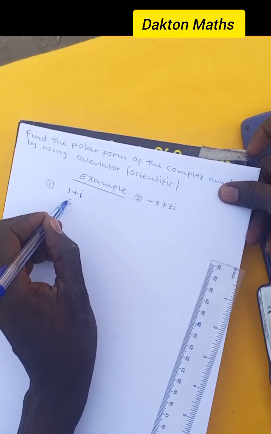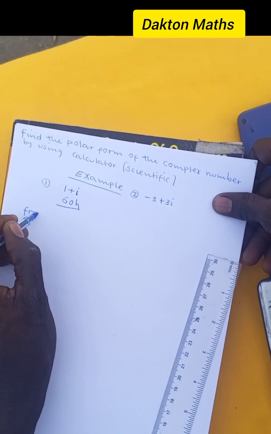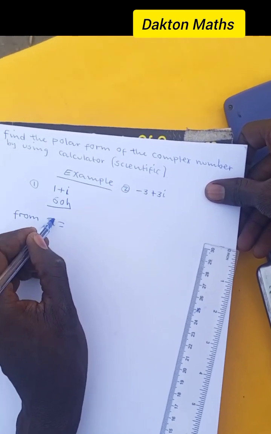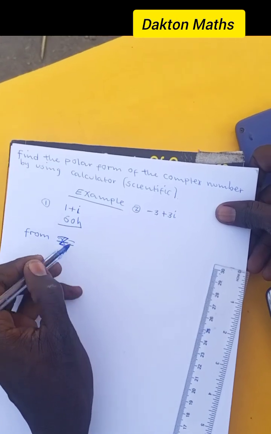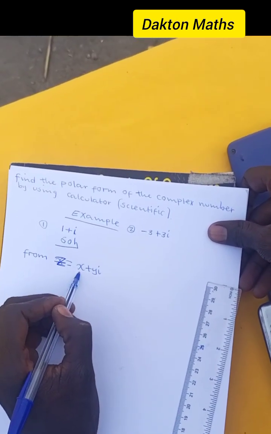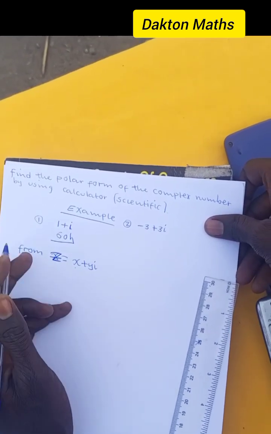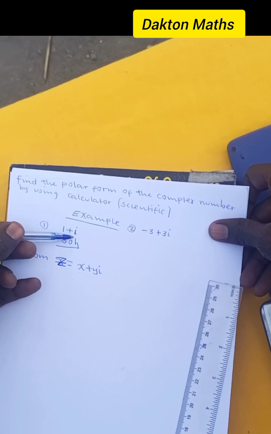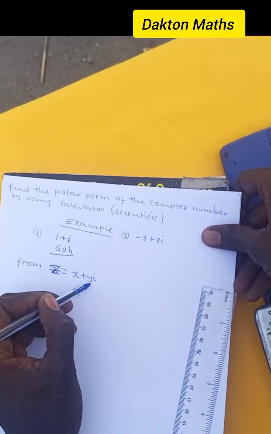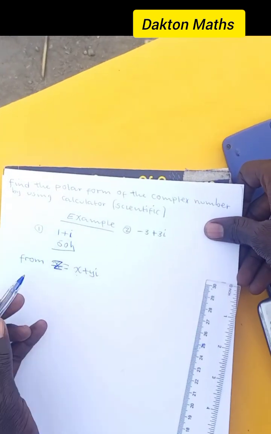You just say solution. After solution, you already know that from the formula of a complex number, z is equal to x plus yi, where x represents the real number and y represents the imaginary number, which are the same as this number. It means x is equal to 1 and y is equal to 1. Why? Because the coefficient of i here is 1.